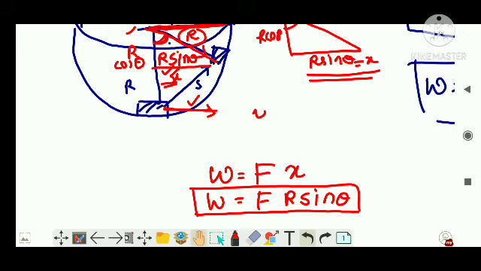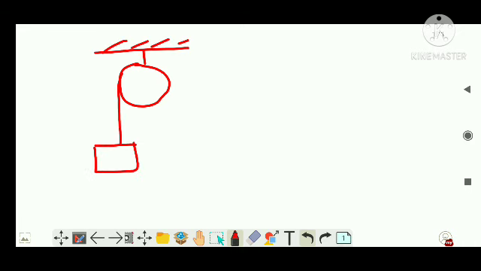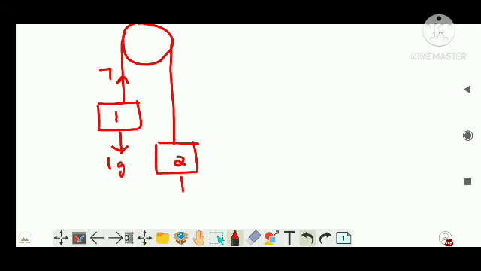Clear? Simple. Now similarly, let's draw a pulley. I like pulley questions, don't know why. This is T. Let's say this is 2 kilograms, this is 1 kilogram. The tension here is 1g, here 2g. There will be tension here also, no? Same tension. This will accelerate up, this will accelerate down. Now you are asked what is the work done by gravity and the tension force on each mass.